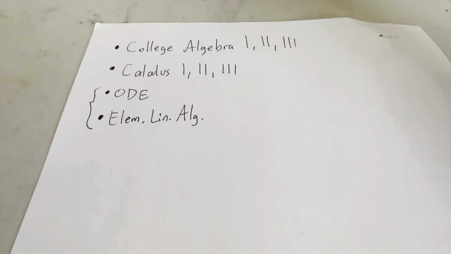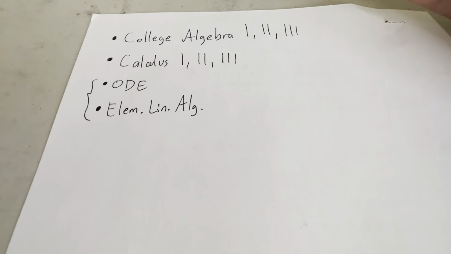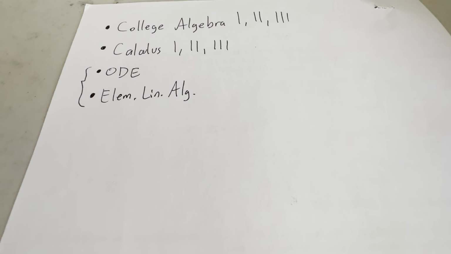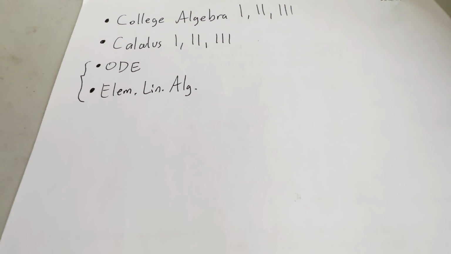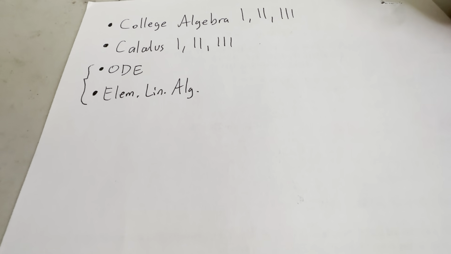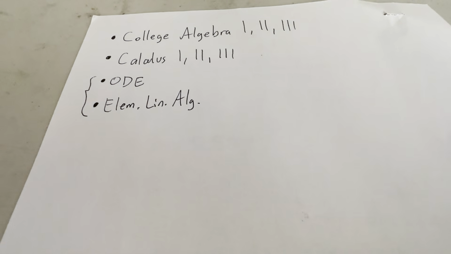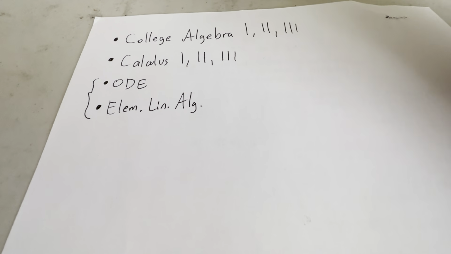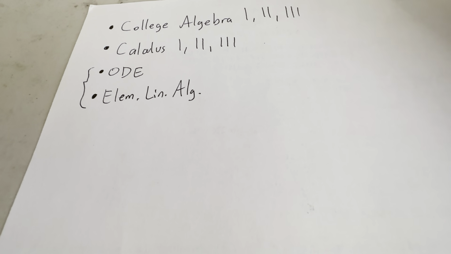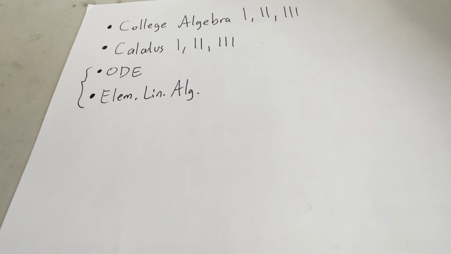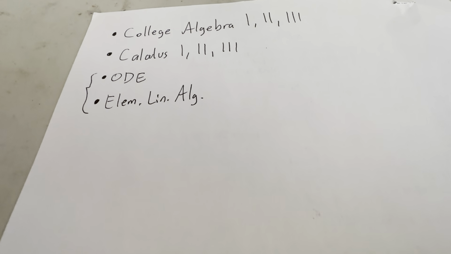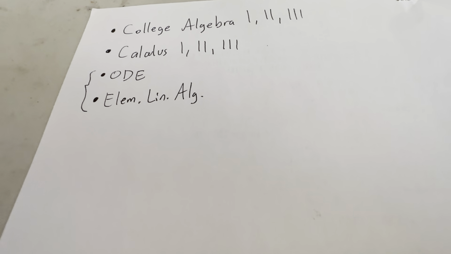ODEs are where you have equations, but they have derivatives in them. Maybe you have y equals y prime. That's a really basic example where you want to express y as a function of x. For what functions does that equation hold? That's one of the first equations that you come into, and you learn how to solve it and whatnot. And then elementary linear algebra is where you start playing with matrices. You talk about column rank and row rank, or I think it's just column rank. It's been a while since I've done elementary linear algebra.